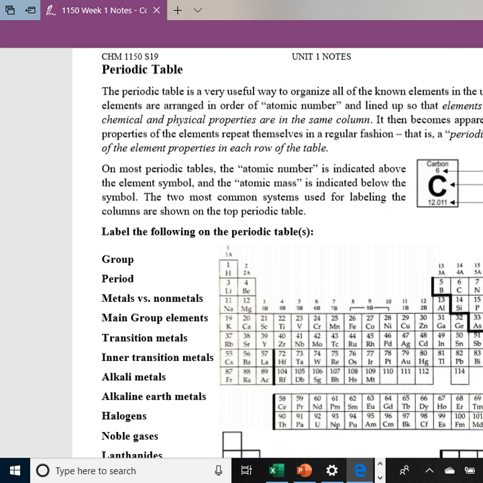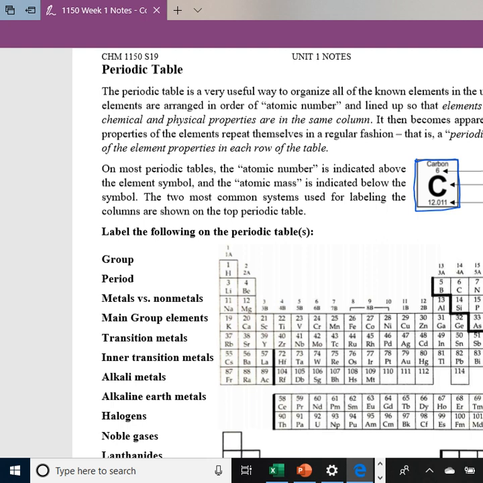On most periodic tables, the atomic number is indicated above the element symbol, and the atomic mass is indicated below the symbol. What that might look like, if you pull any square, for example, I'm looking at this square here. If you pull any element from the periodic table, the large letter or combination of letters in the middle, in this case just a C for carbon, but for example Si is silicon, the atomic number is above that letter, and below is a number that is always bigger. So if you're not sure which is which, the number that's bigger is always the atomic mass, and the smaller number is always the atomic number.